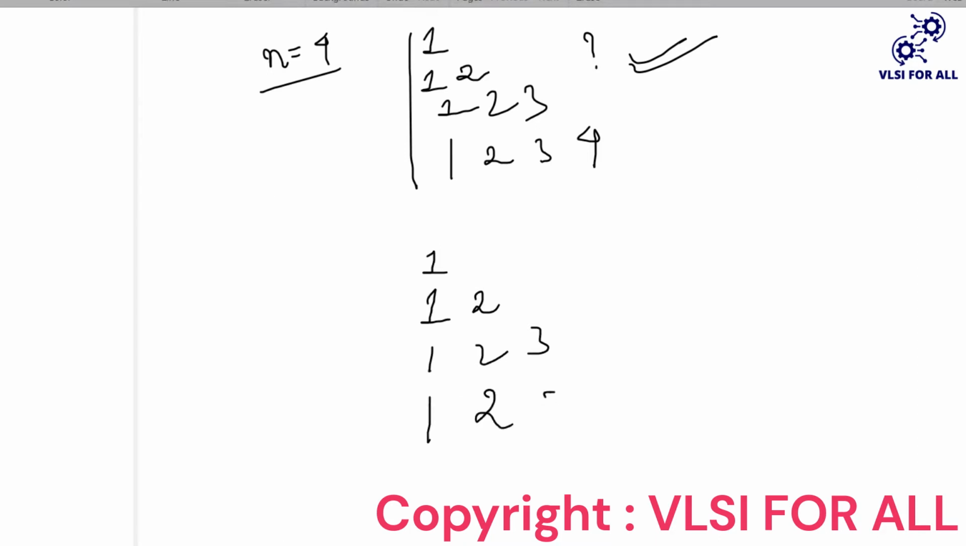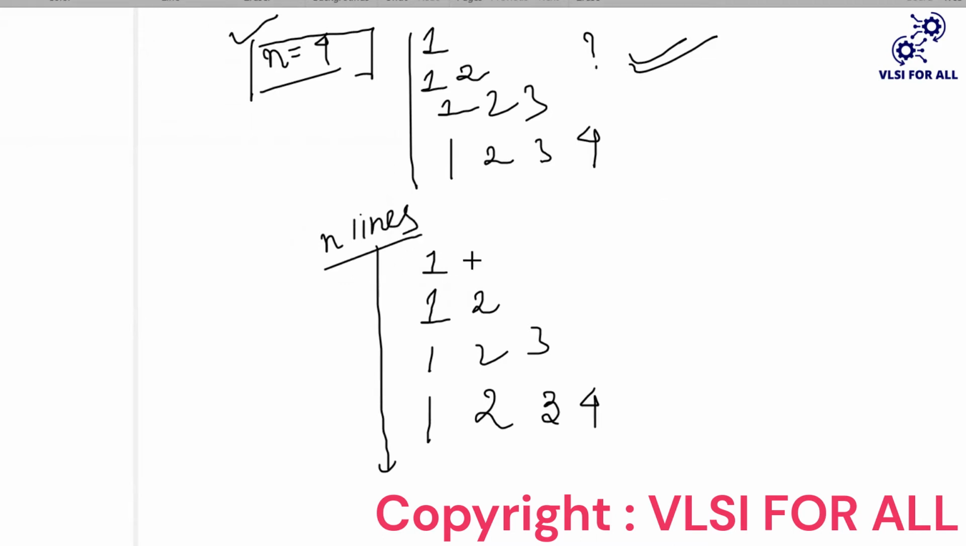Correct. How can I break this problem into sub-problems? Can anyone give me the answer? Let me go line by line. Firstly, based upon the value of n, how many lines of output do I have to print? 4 lines, am I correct? So whatever is the value of n, n number of lines I need to print, am I correct?